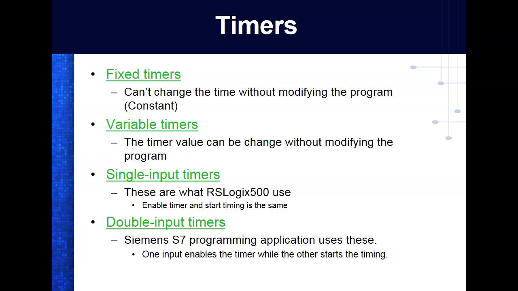We have numbers here besides just the on and off contact. Because the timer, what do you think you're going to specify about the timer? How long it's going to time, right? That's what we have to specify. So if I put it in there and I don't move it or get it from somewhere else, then it's going to be a fixed timer. The time will be the same until we do what? Until we go into the program and change it. A single input timer, this is what we have. So this is what our 3500 uses. So we enable the timer and start timing at the same time.